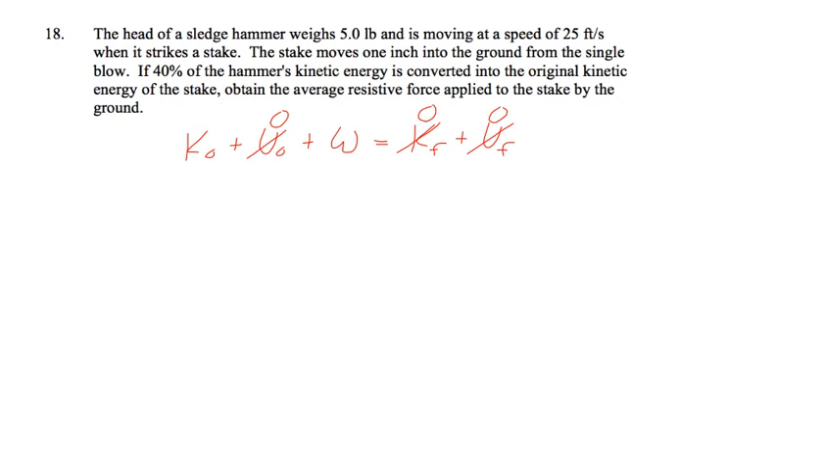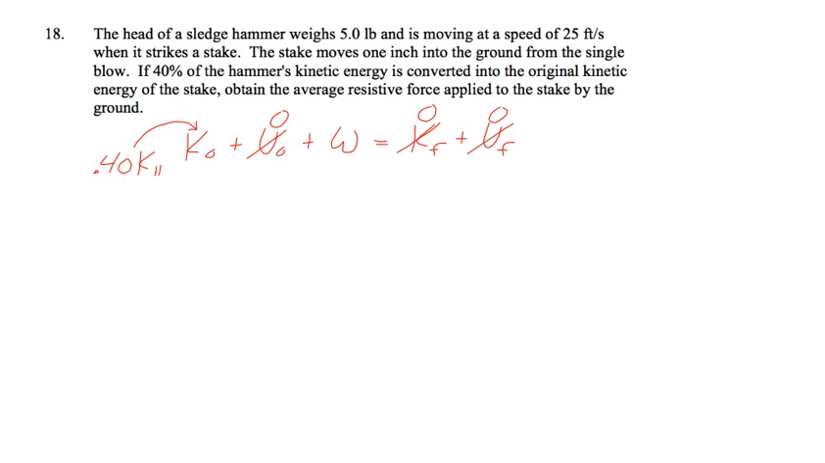So since we know the distance and we're looking for the force, I am going to be replacing these. Now, because it says that 40% of the hammer's kinetic energy is converted into the original kinetic energy of the stake, that's the original kinetic energy of the stake, I'm going to be replacing that with 40% of the hammer's kinetic energy. So it's like a little substitution here. I'm going to have that this is going to be 40% of the kinetic energy from the hammer. That is going to replace the original kinetic energy of the stake.